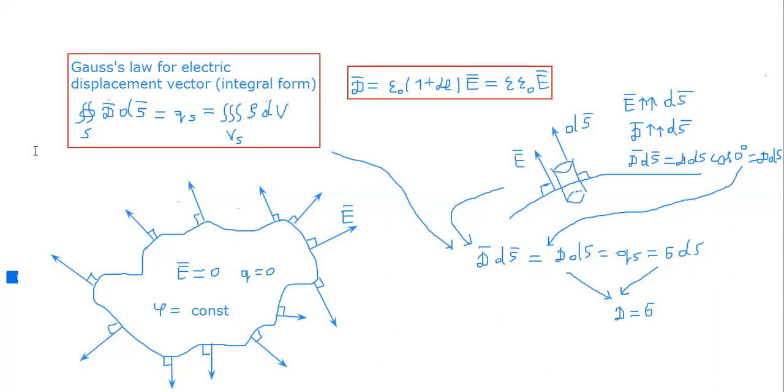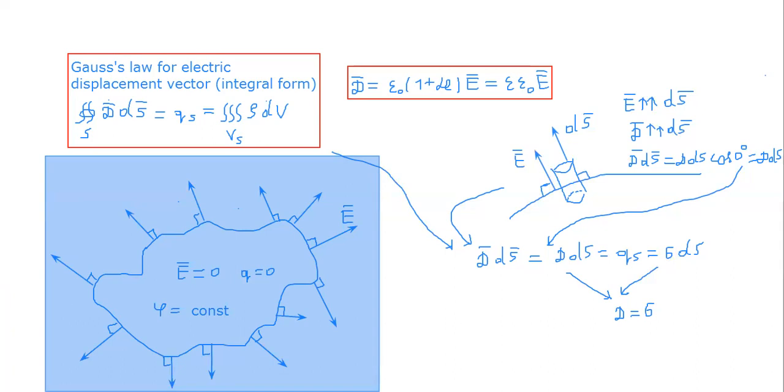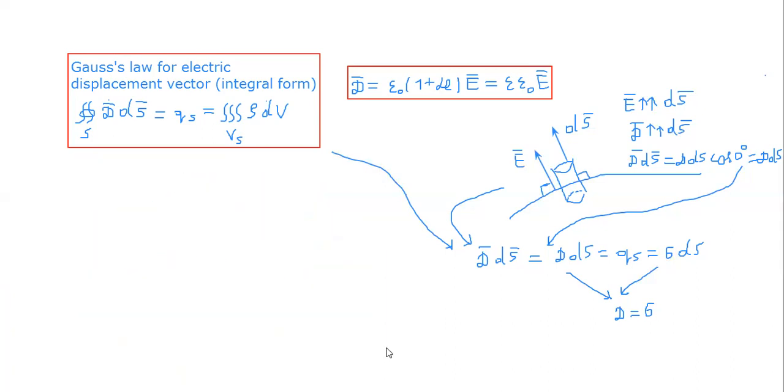Okay, so I'll clean some place. So near the surface of the conductor, we always have that the modulus of the electric displacement vector is equal to the surface charge density. And this is always so.